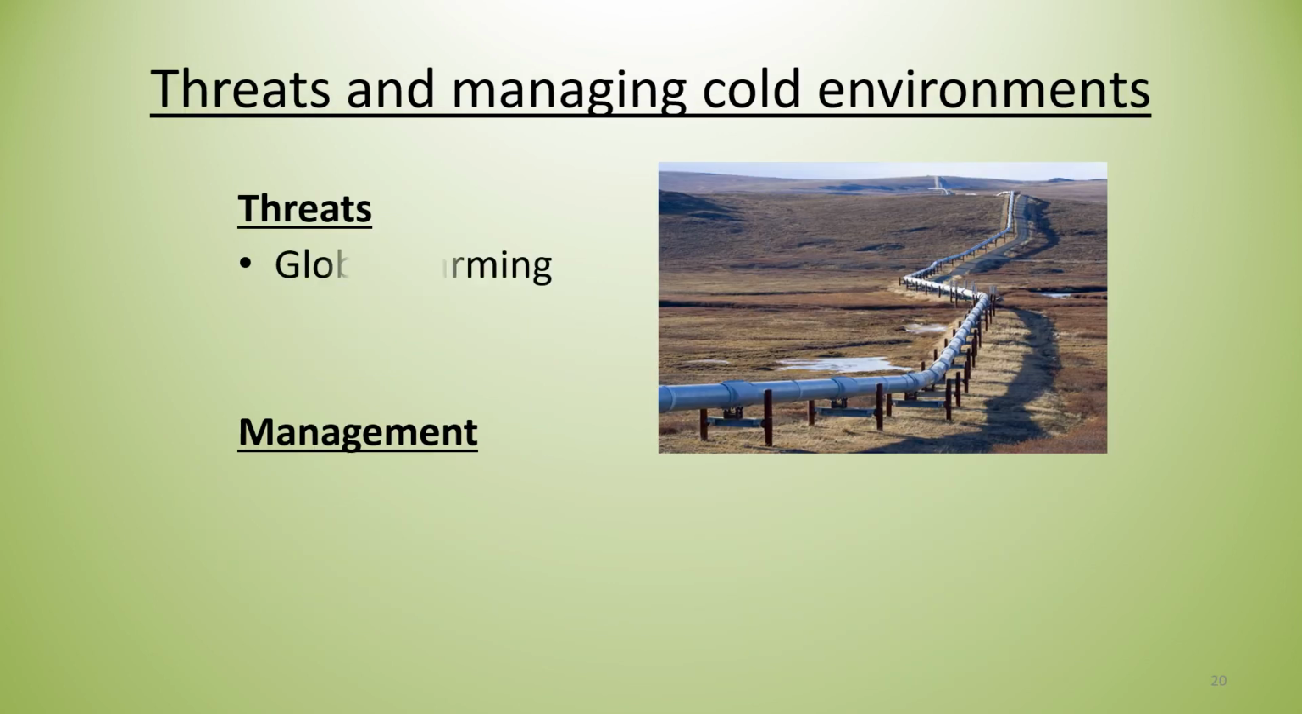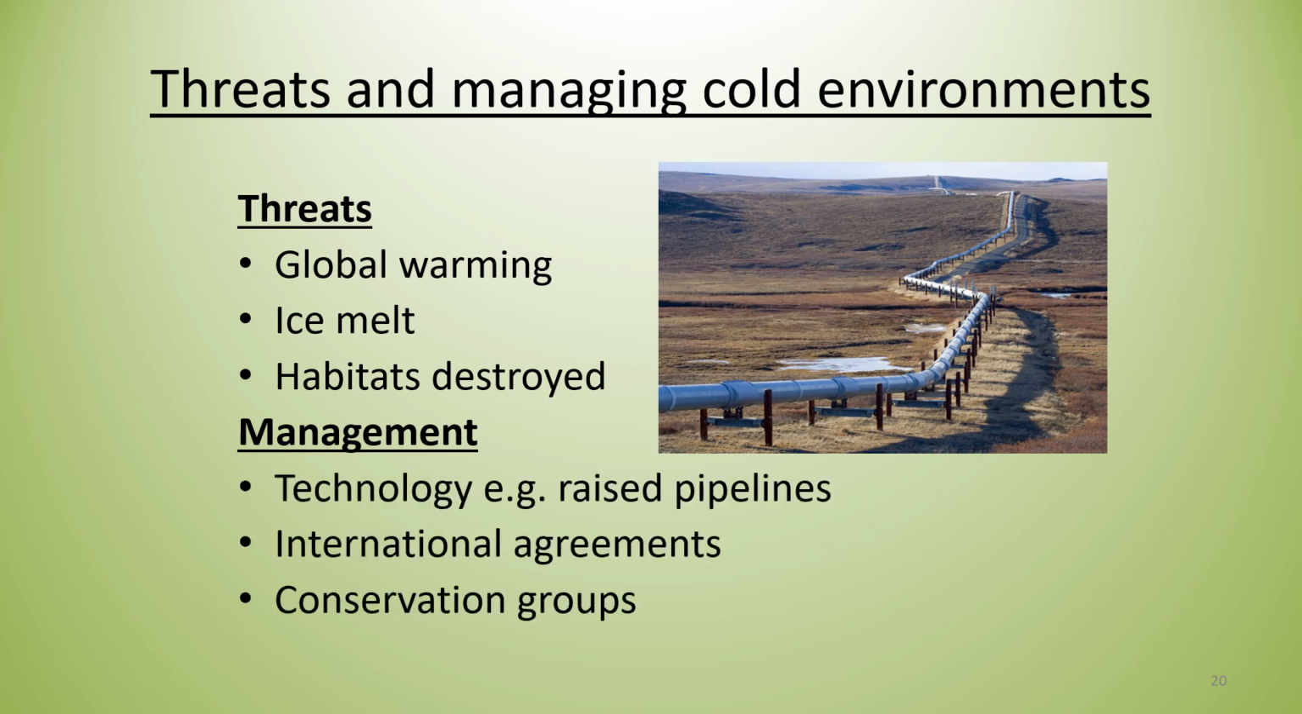What are the threats to cold environments? Global warming. The ice is melting at a rapid rate. That is increasing the amount of permafrost that's melting. As a result, there is more methane going into the atmosphere, intensifying global warming. Also, habitats are being destroyed, with the polar bear having fewer areas to roam, and the polar bear will go extinct.